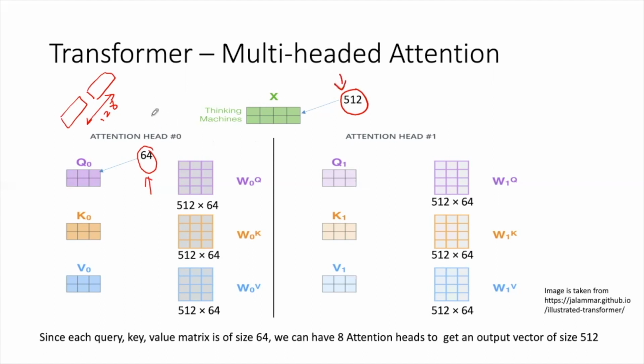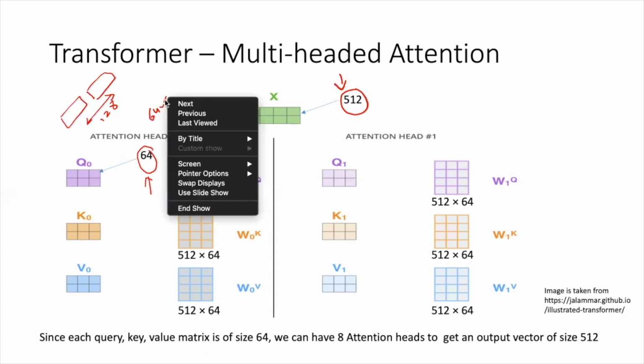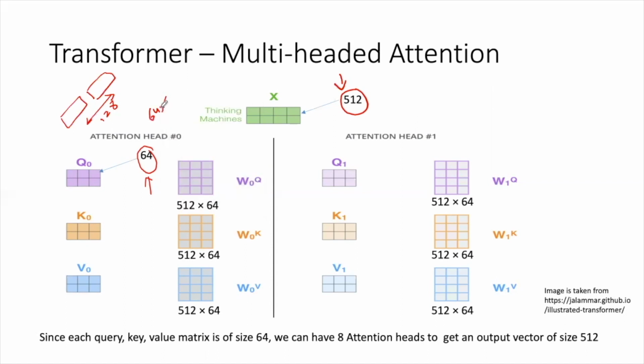So 64 times 8 is 512, which is basically the dimensionality of the input word. For each such 64 dimensional representation, there is an associated query, key and value matrix. So we'll have 8 such query, key and value matrices. Each query, key and value matrix is called a head. So we have several such heads, and that's the reason it's called multi-head attention.